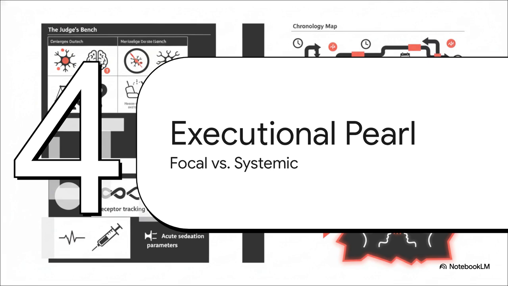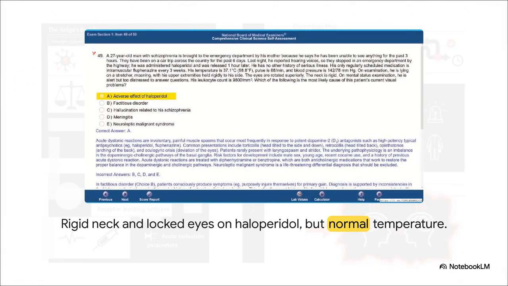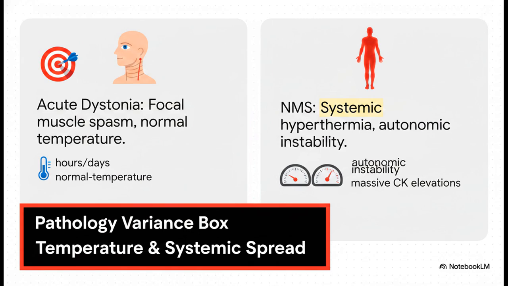Finally, Module 5, the executional pearl, discerning focal versus systemic rigidity. This is the single most frequent execution gap regarding antipsychotic monitoring. Imagine a 27-year-old man on haloperidol suddenly develops a rigid neck, moaning, with his eyes rotated superiorly and locked. When you see rigidity in a patient on a high-potency antipsychotic like haloperidol, your instinct might scream NMS. But stop and look at the objective data. His temperature is 37.1 degrees Celsius. It's completely normal. This is the vital distinction between acute dystonia and an emerging NMS presentation.